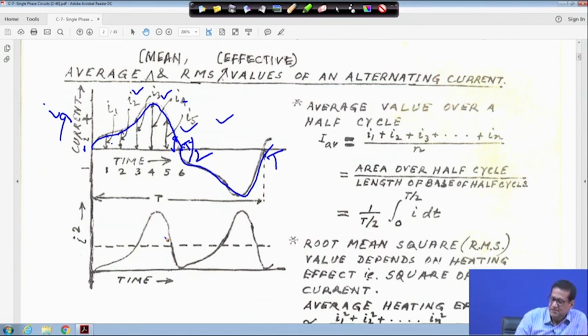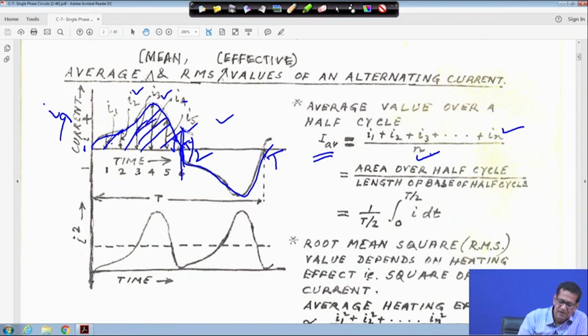So, the average value over a half cycle, that is I average, is equal to I1 plus I2 plus I3 up to IN, divided by N. You have to consider up to this time interval. So this is actually the average value, or you can find the average value as the area under the curve.